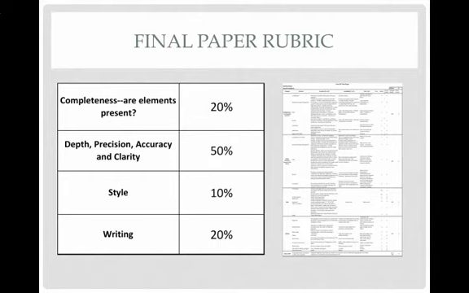Half of your grade is in this category of depth, precision, accuracy, and clarity. So let me start with precision and accuracy. That basically means, is what you're saying true? Can it be backed up? Do you have the numbers? Can you tell me exactly what you're saying? So that's accuracy, is it true? And precision is tell me about it. Give me the details.